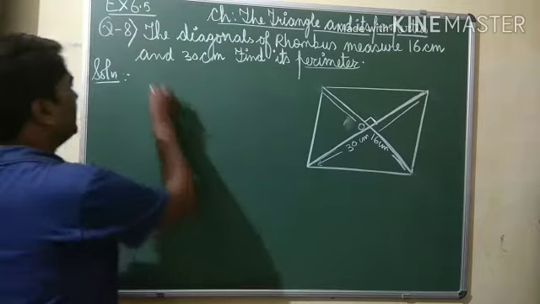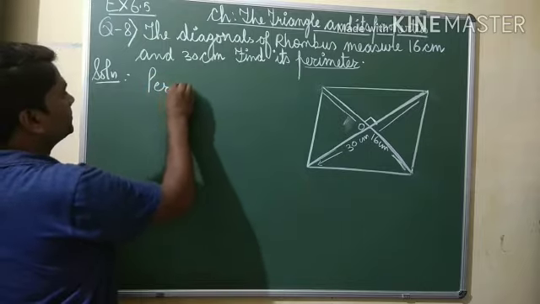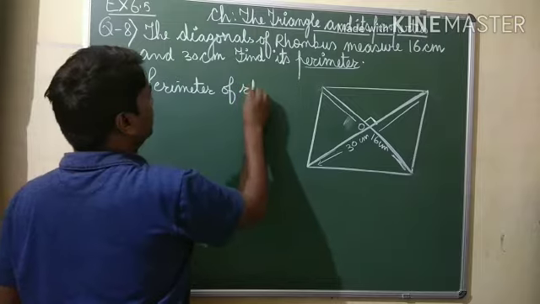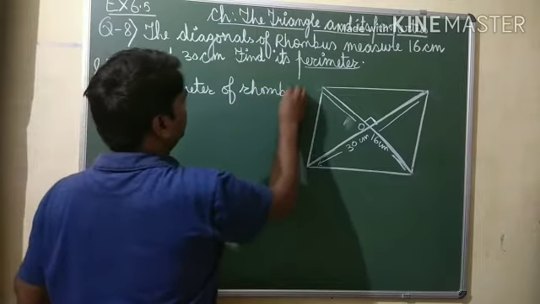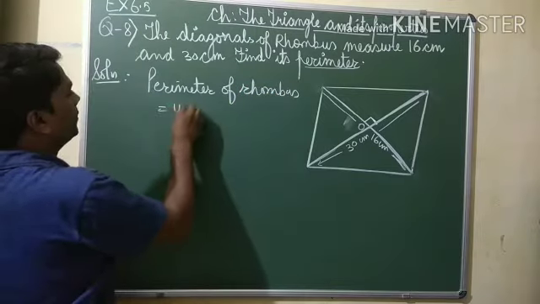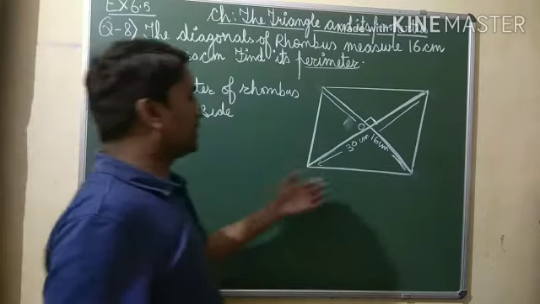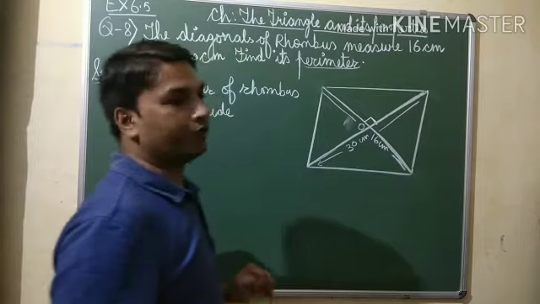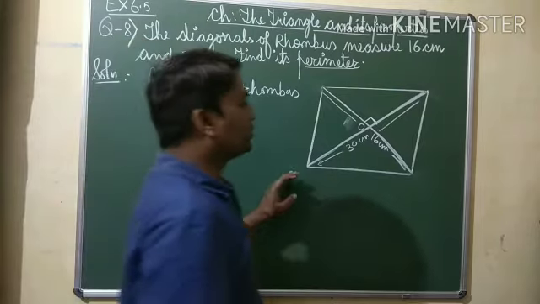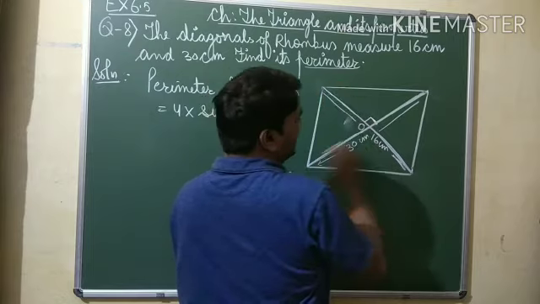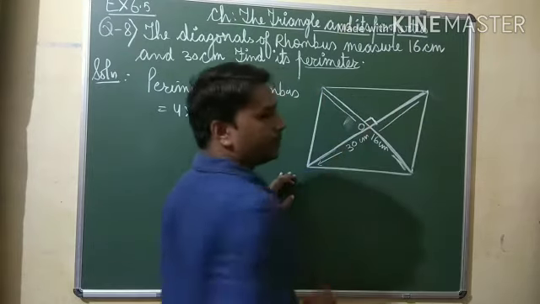Since we know that perimeter of rhombus is equal to 4 multiplied by side, because all sides of rhombus are of equal measure. Also we know that diagonals of rhombus bisect each other at 90 degree.